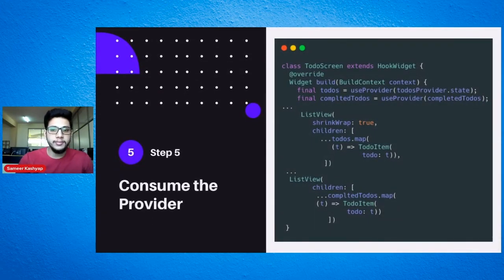And then finally you consume it in your widget tree. So that is simple too. Like I showed, you just use a hook widget or a consumer widget, and then you just watch or use provider to listen to the state. As you can see, I'm doing the same thing here. So I'm just calling to-dos and listening to the state of to-do provider, which will give me all the list of to-dos in my state. And the same thing for completed to-dos. And then I'm just spreading it over a list view and showing the to-do items.